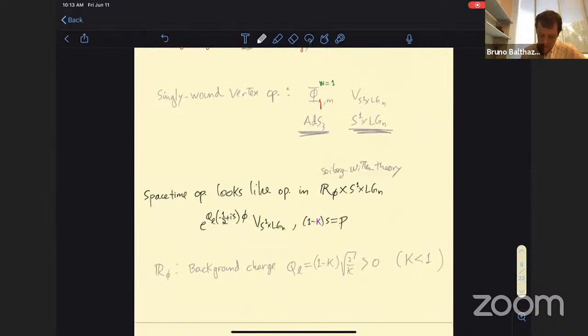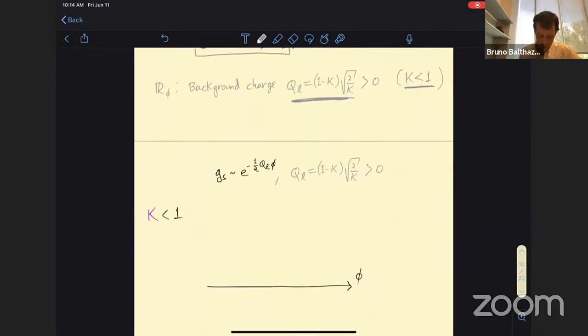Just as in the case above, there's a Cyber-Witten theory, which comes from the transverse motion of this long string in the radial direction labeled by R phi, and in the other directions labeled by S1 times Landau-Ginzburg. So a full operator takes this form. It's an operator in the linear dilaton times S1 cross Landau-Ginzburg. And the background charge of the linear dilaton is given by the same expression in terms of K. But like I mentioned, K is less than 1, so now this is a positive thing.